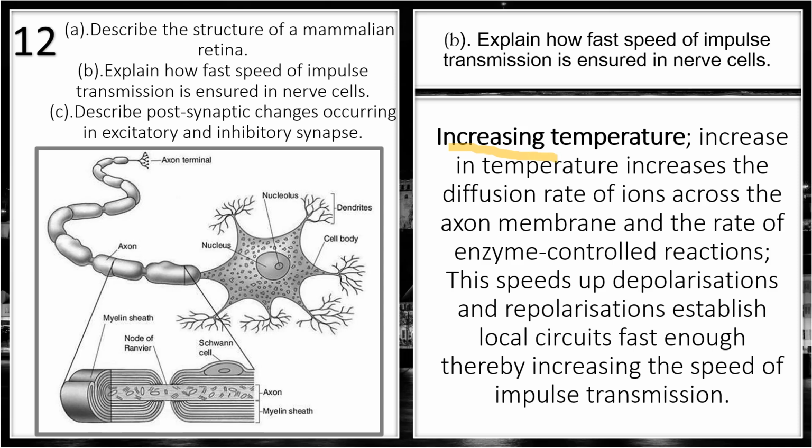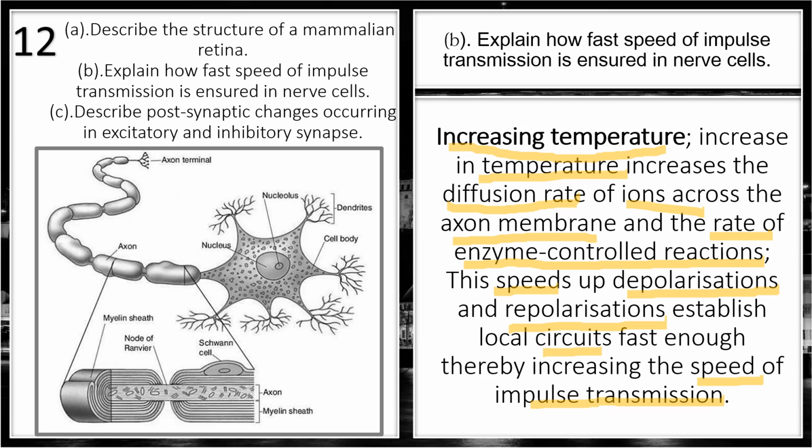Another one is increasing the temperature. Increasing the temperature increases the diffusion rate of ions across the axon membrane and the rate of the enzyme-controlled reactions. This speeds up the depolarization and repolarization, establishes a local circuit fast enough, thereby increasing the speed of impulse transmission.